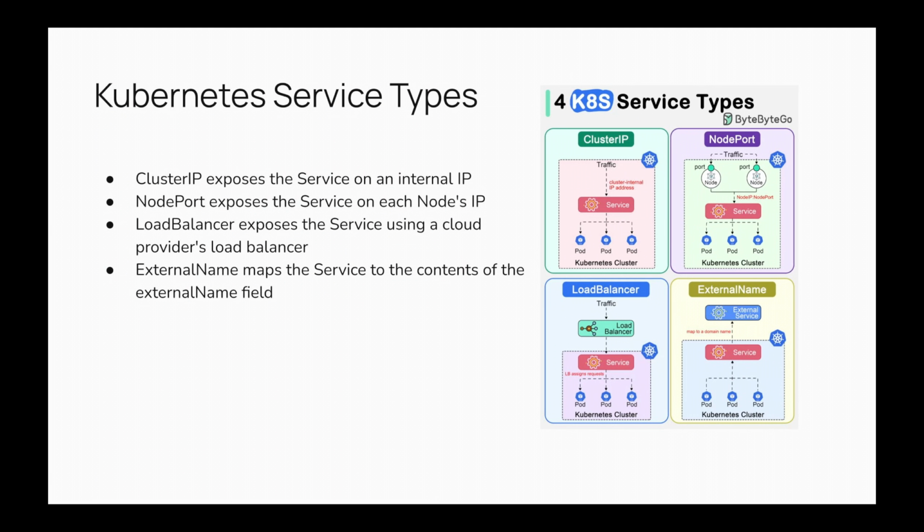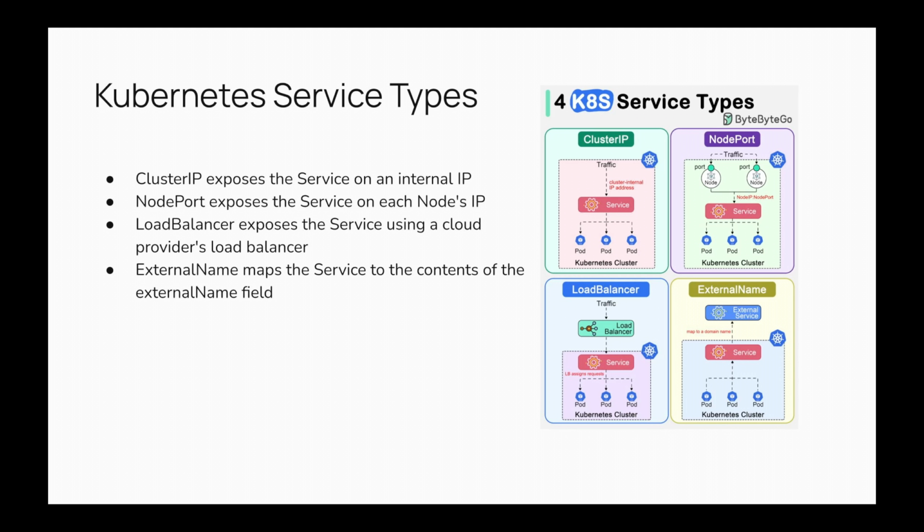Every service you create must have a type. This type determines how the service is exposed and where it can be reached. For most use cases, you need to master four primary types. First is ClusterIP. This is the default type.